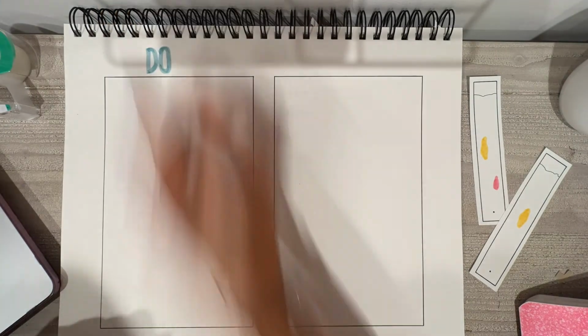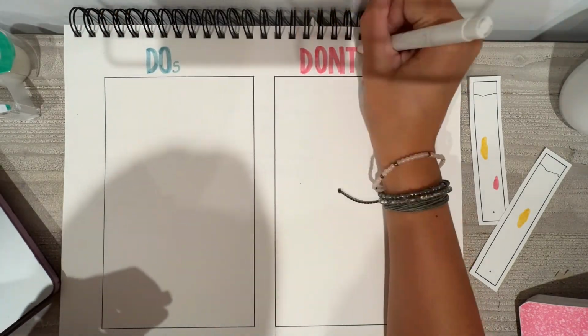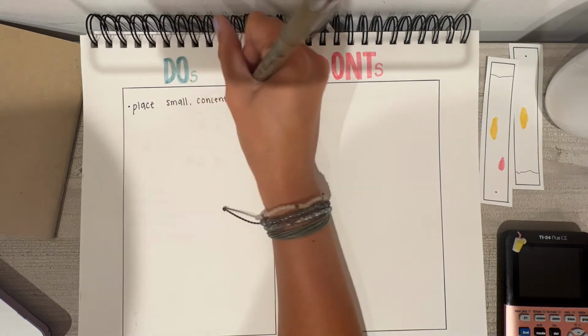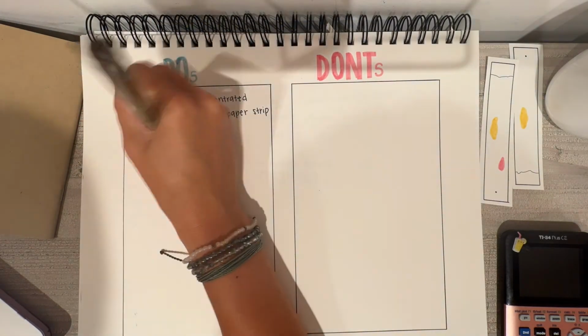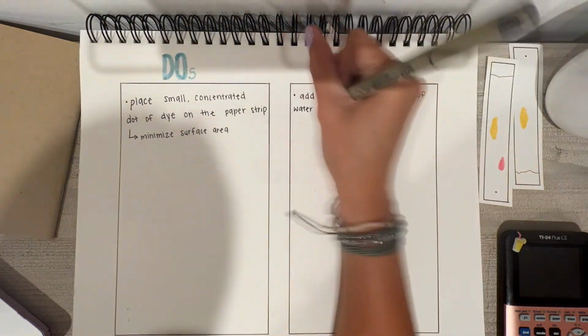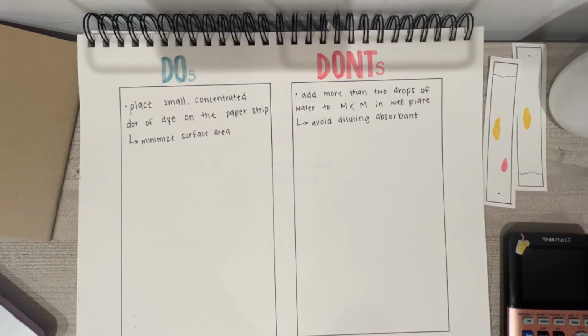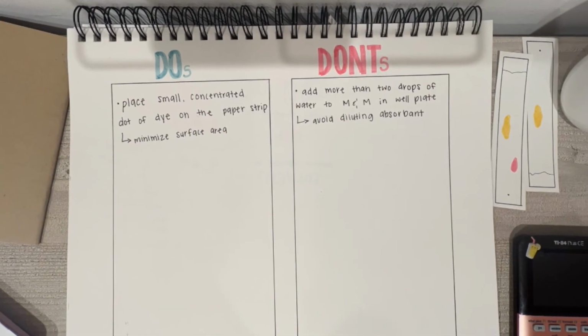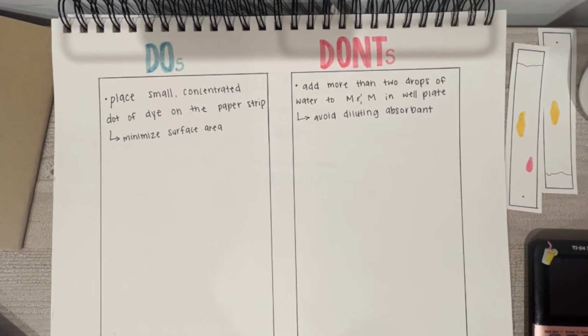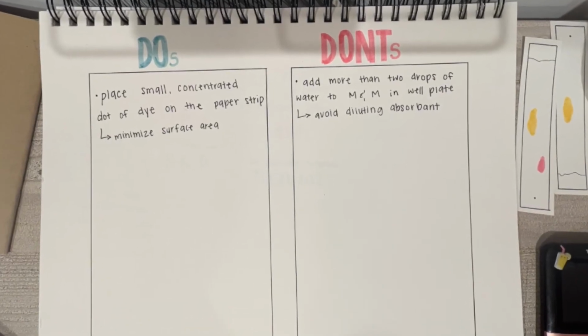Finally, let's get into some do's and don'ts for this lab. Firstly, be sure to place a small concentrated dot of dye on the paper strip to minimize surface area, but avoid adding more than 2 drops of water to the M&M in the well plate to avoid diluting the absorbent. This can make your results extremely faint and less accurate.